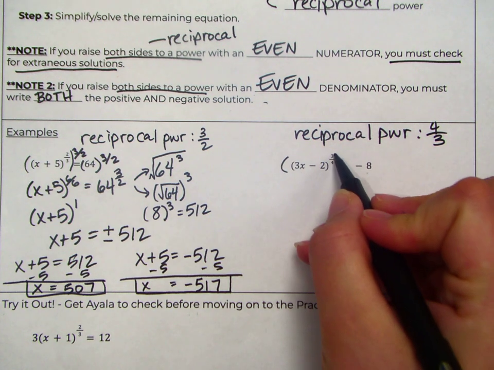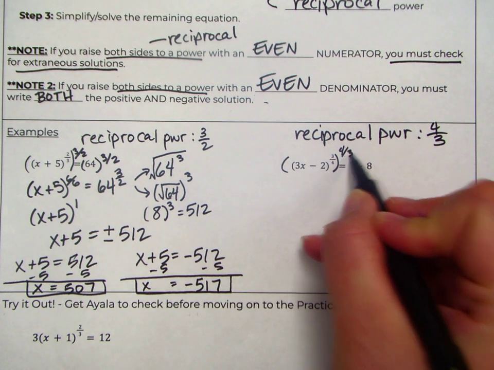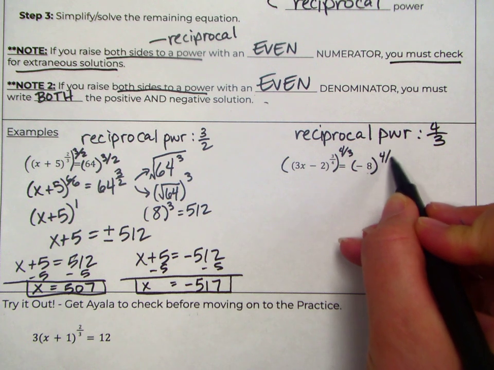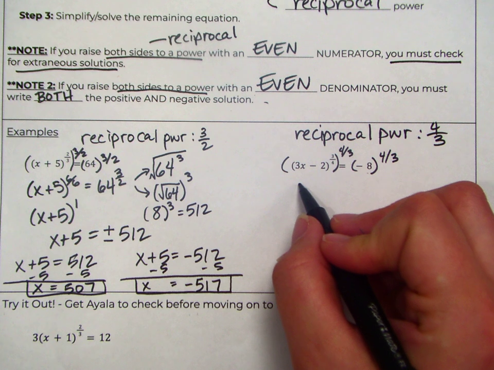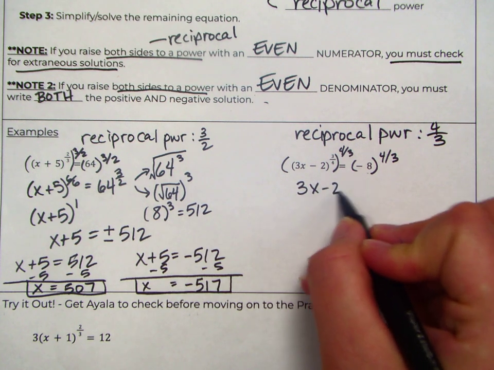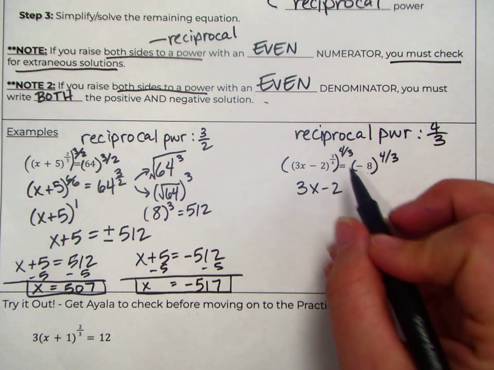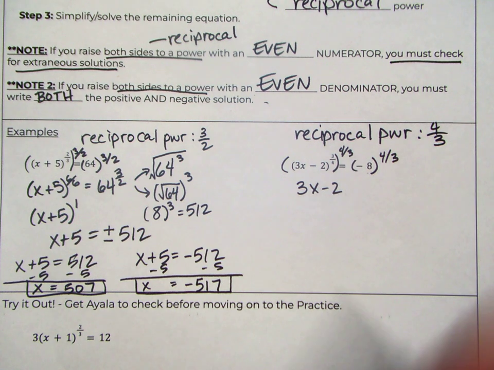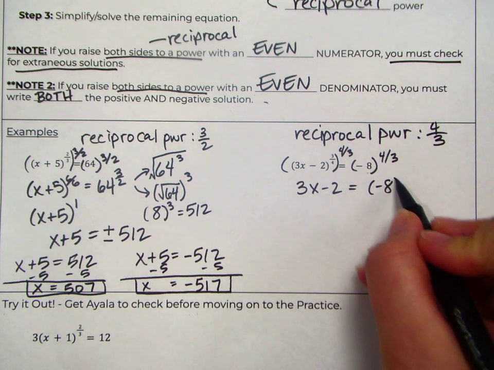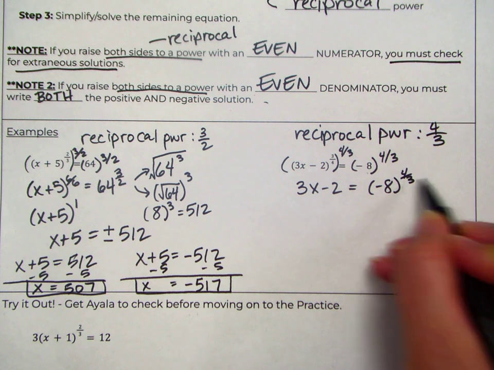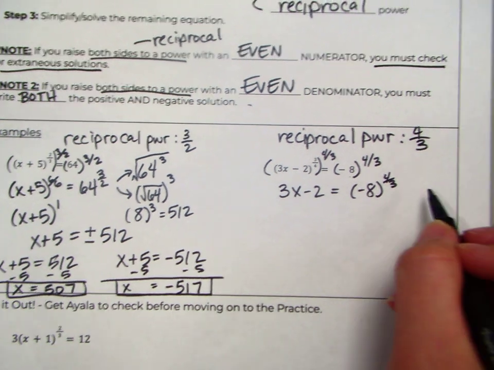So raise both sides to the 4/3 power. Reciprocals multiplied give me a power of 1. So I'm left with 3x minus 2 undone. This is an inverse operation. Okay? But then I have over here negative 8 to the 4/3 power, and we need to simplify that.